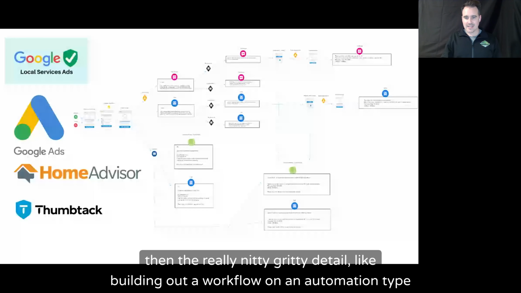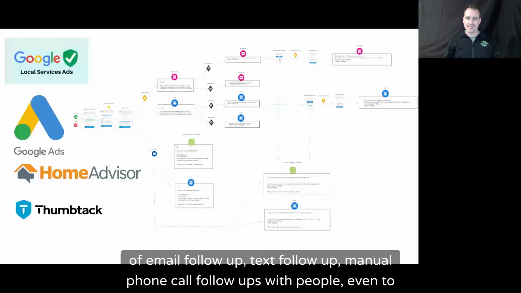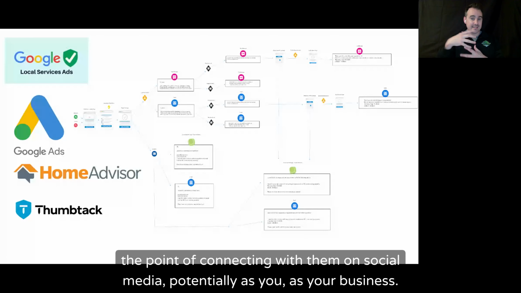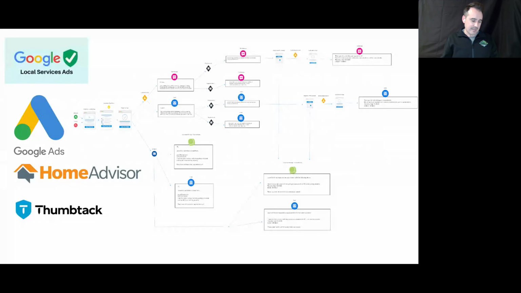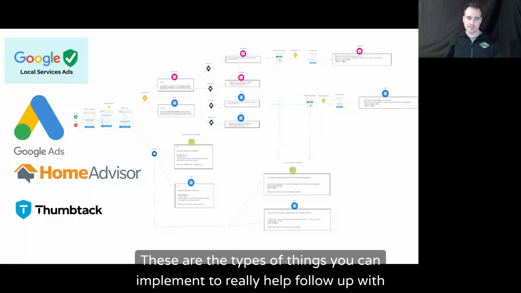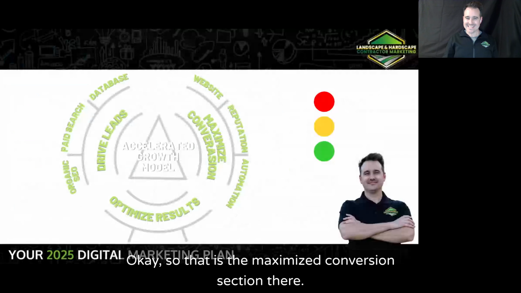And then the really nitty-gritty detail, like building out a workflow on an automation type of software. Again, there are lots out there, and we have ours we use, but this uses a combination of email follow-up, text follow-up, manual phone call follow-ups with people, even to the point of connecting with them on social media potentially as your business, showcasing and sending them some photos of a similar project to what they might be looking for. These are the types of things you can implement to really help follow up with people. Okay, so that is the maximize conversion section there.